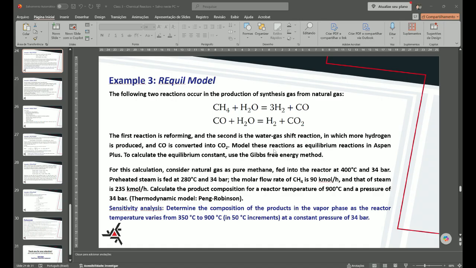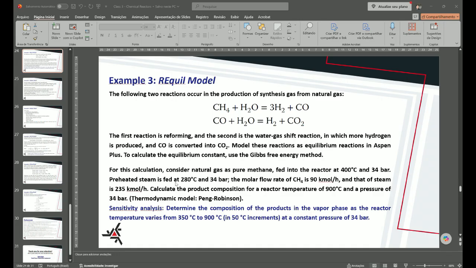Let's try to model these reactions as equilibrium reactions in Aspen Plus to calculate the equilibrium constant, and let's use the Gibbs free energy method in this model. Okay, so this is the method for calculating the amount of products at equilibrium. Maybe it's confusing, but do not confuse the model for solving the problem with the model of the reactor. Okay, for this calculation, consider natural gas as pure methane fed into the reactor at 400 Celsius degrees and 34 bar.